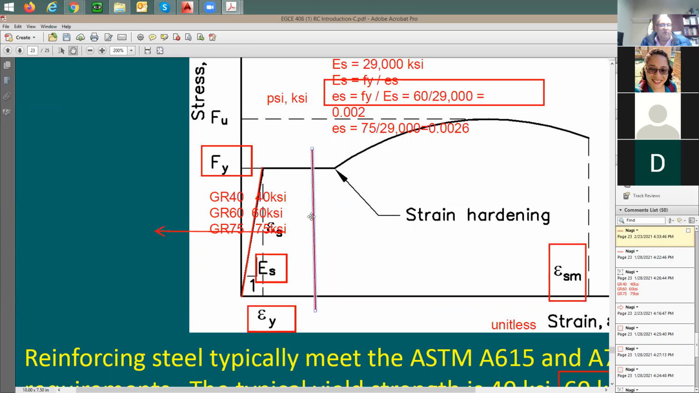Once the strain bypasses this value here, epsilon Y, which is 0.00207 for grade 60, you just take the stress in the steel as Fy. If it is lower than epsilon Y, it means the stress in the steel is not really 60. It's going to be something lower than this, based on this slope, or this modulus of elasticity.